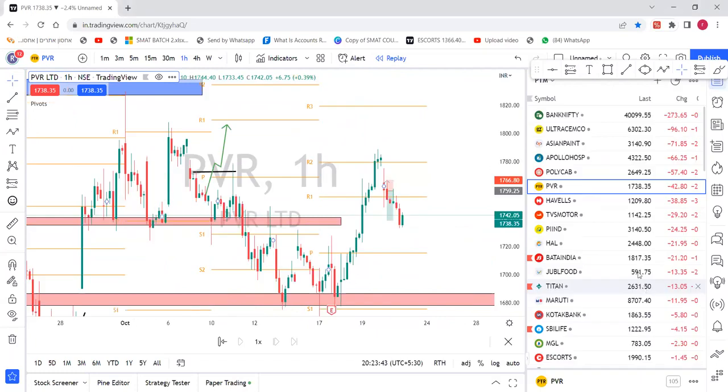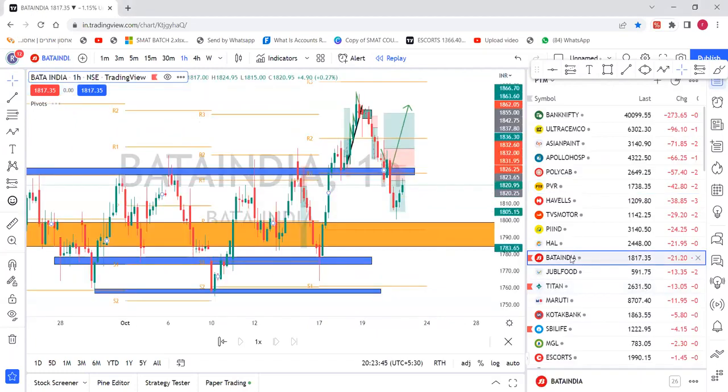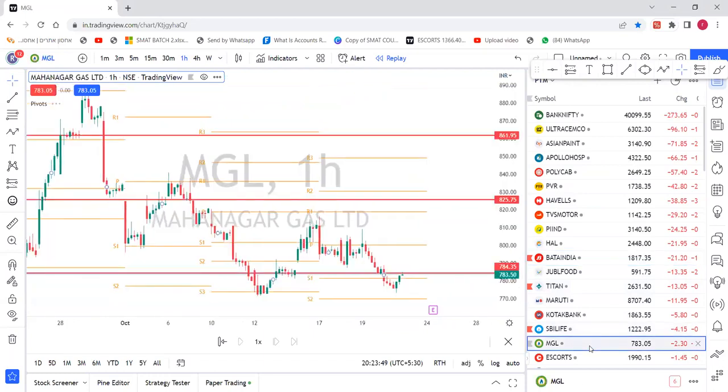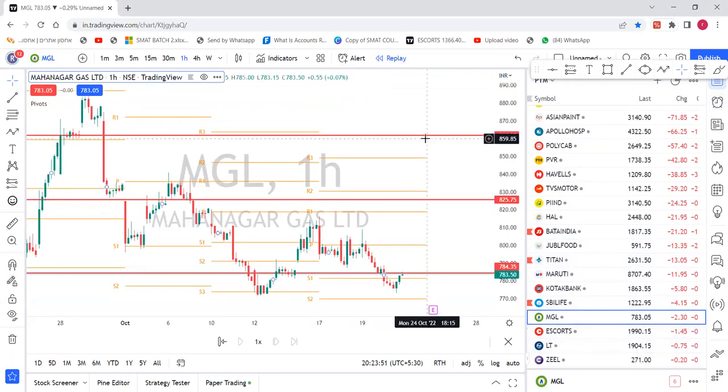And then Bata India, MGL. 3 stocks. The stock name is Bata India, PVR, MGL. These are codes as well for the class. Okay, understood everyone?